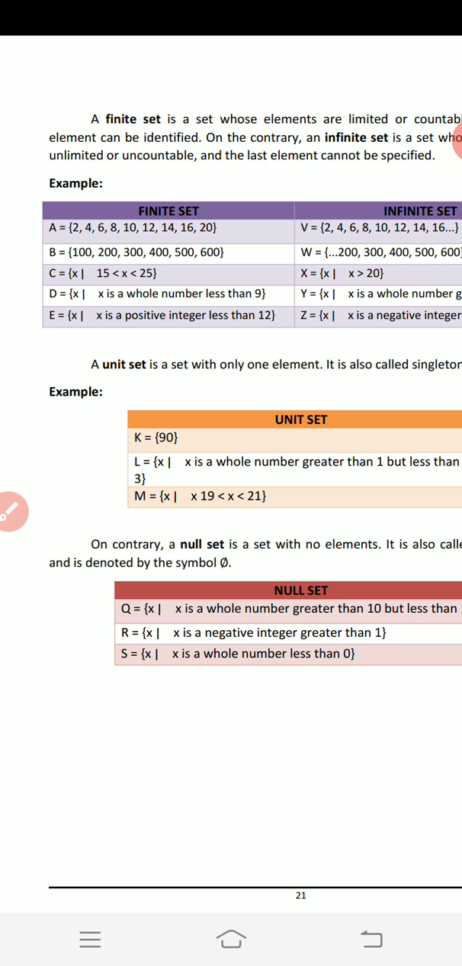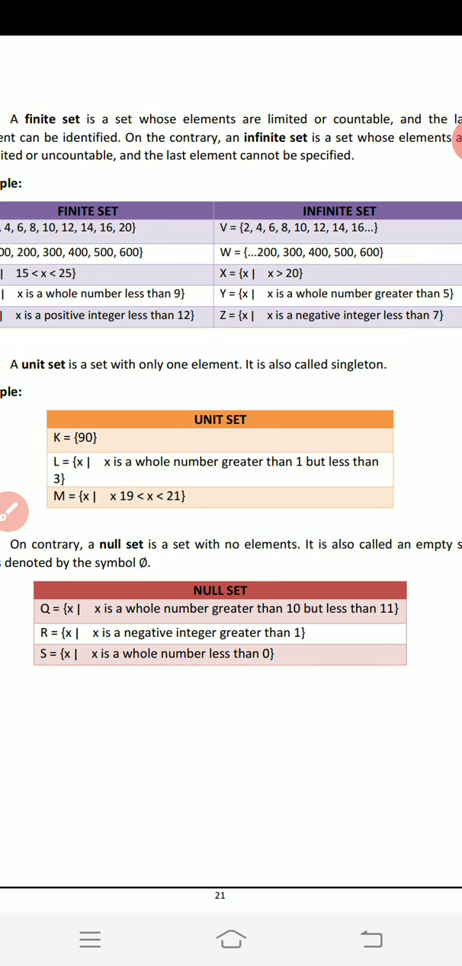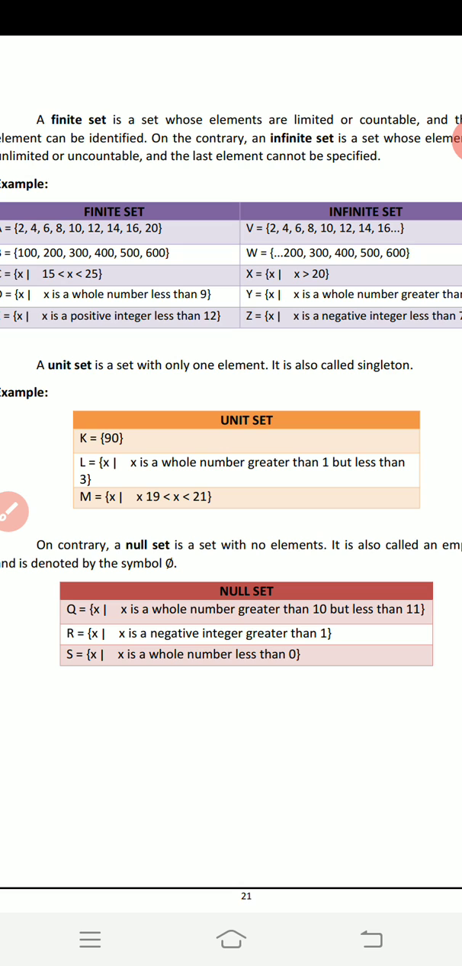And if we have here set E, a positive integer less than 12. So what are those positive integers less than 12? So we have 11, 10, 9, 8, 7, 6, 5, 4, 3, 2, 1. While on the set Z, x such that x is a negative integer less than 7. So what are those negative integers less than 7? Let's start from negative 1, negative 2, negative 3, and so on. So we don't know where that negative integer ends. So those are the differences between finite set and infinite set.